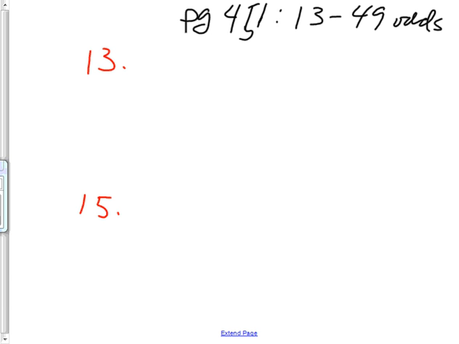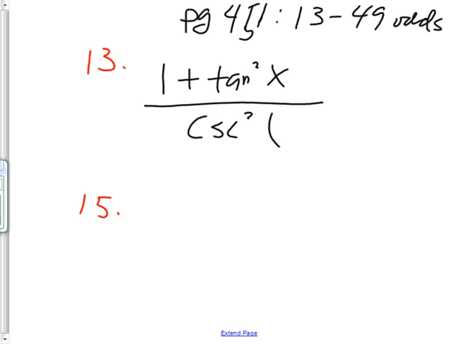Here we go. Number 13. 1 plus tangent squared x over cosecant squared x. Now, if you're like me, the answer is just not going to jump out at you immediately. But does that 1 plus tangent squared x remind you at all of that one that goes cosine squared plus sine squared equals 1? Does that kind of ring a bell?